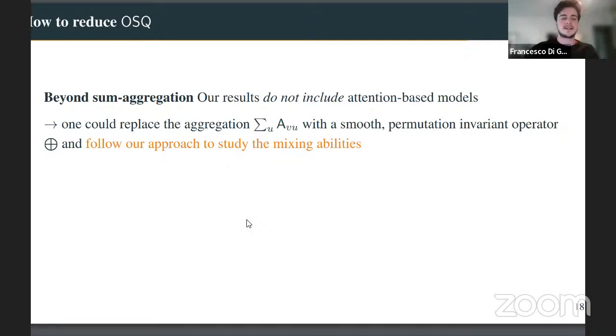But I think what's interesting is that the approach is very general. So you can now take this approach, for example, and study the mixing abilities of GNNs with different permutation invariant aggregations, right? Which are not necessarily, for example, a sum over normalized adjacency. And one can ask whether certain aggregations are friendlier or not in terms of the mixing abilities.